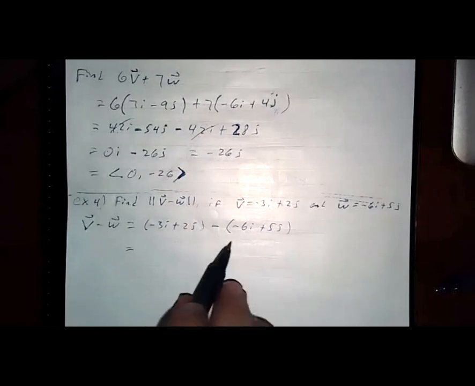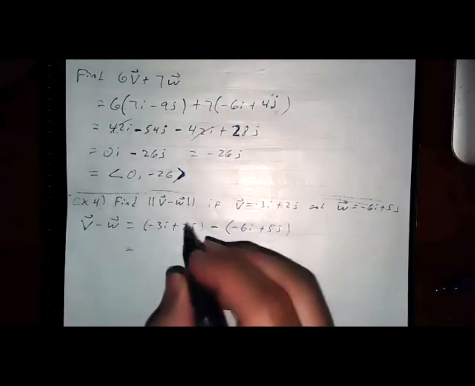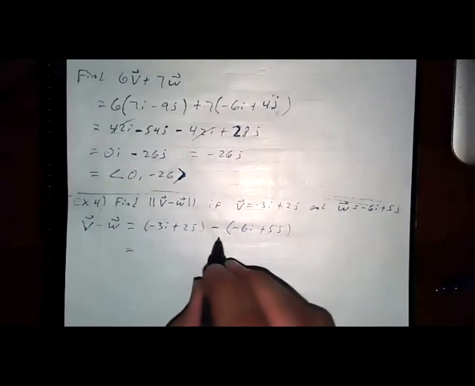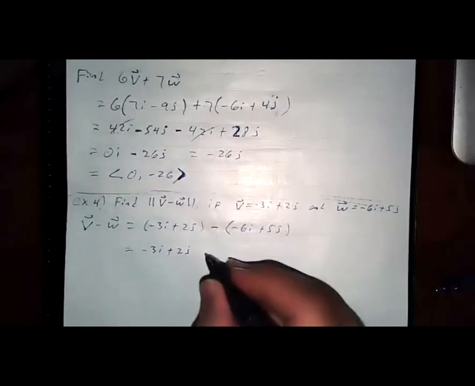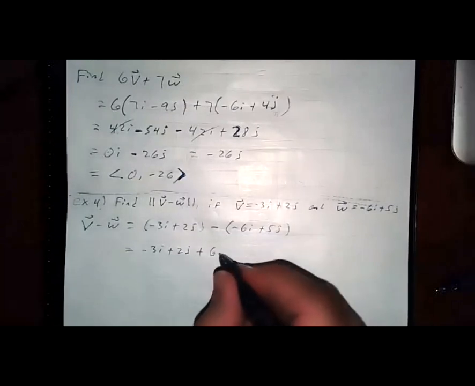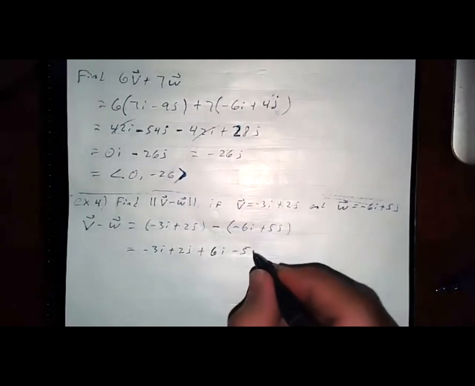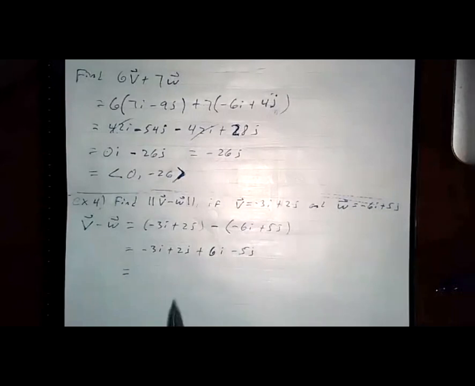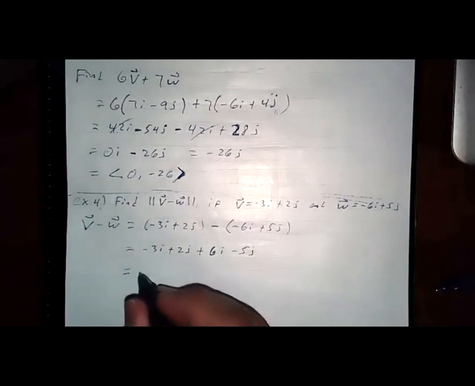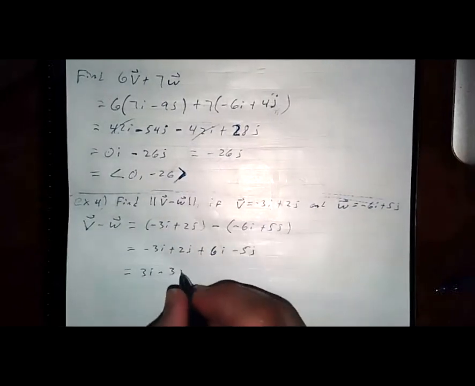Okay, so the negative you just distribute just like you would any other time. I'm going to remove these parentheses. I just wanted to show you that this is V and that's W. I'm subtracting them. So distribute the negative. Negative is 6i. Negative 5j. So we just combine the like terms and you're done. So it'll be negative 3 plus 6. So that is a 3i. 2 minus 5 is a minus 3j.